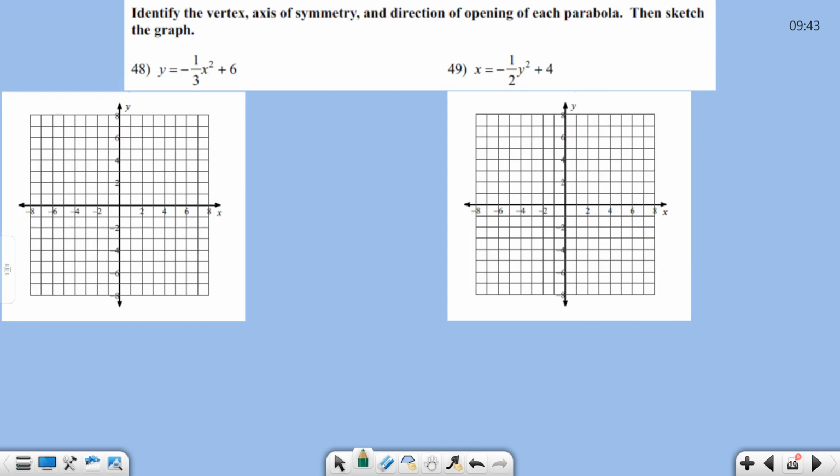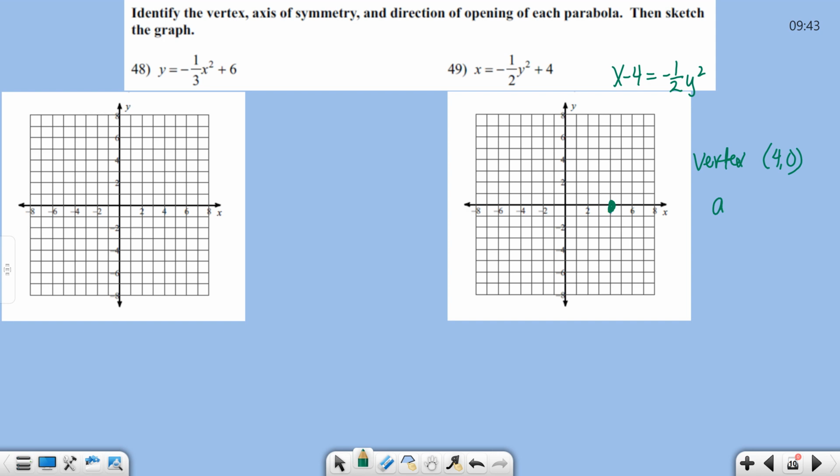Okay. All right, so practicing sketching these are actually pretty easy because you only have a shift left or right or up or down, okay? You don't have both parts of the vertex. I'm going to fix number 49. You can do the same for 48. I'm going to rewrite it as x minus 4 is negative 1/2 y squared. So I can get the vertex to be, let's see, 4, 0. Put that point right there.